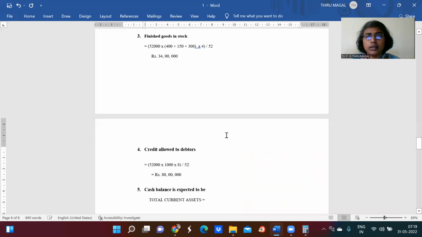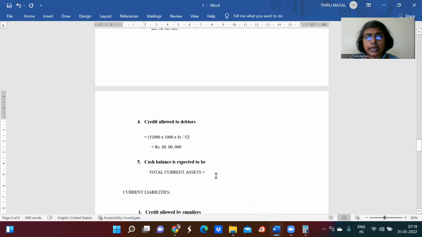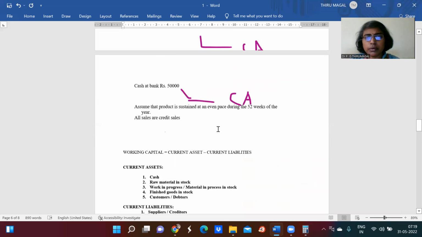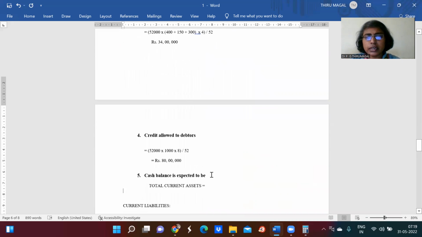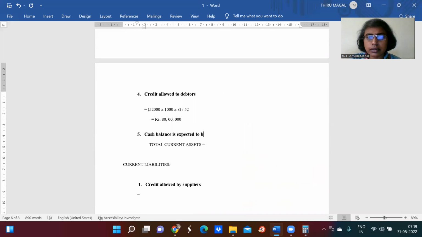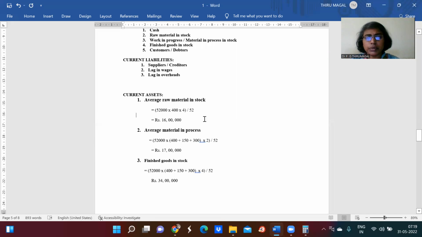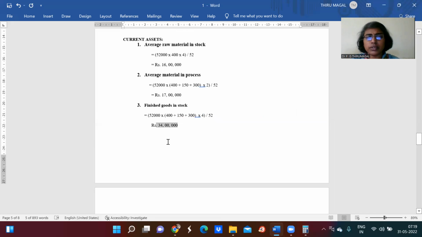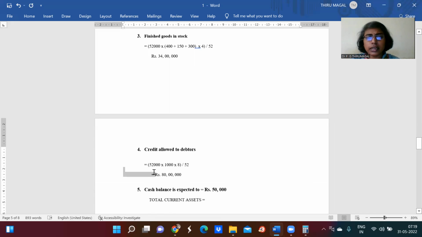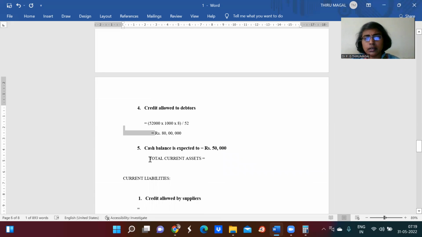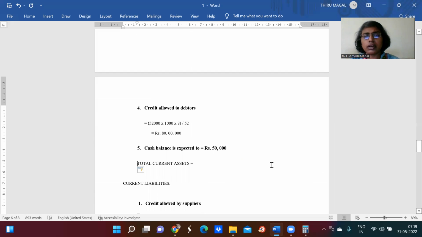Now after this, the next thing will be cash. Cash is already given in the problem as 50,000. We'll mention that cash equal to rupees 50,000. So now all the current assets values we found out: average raw material in stock 16 plus 17 material in process, 34 lakhs finished goods, then debtors 80 lakhs, then cash. Now the next step will be finding out the total current assets.